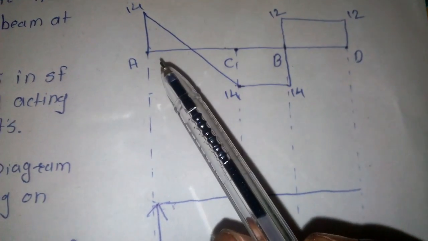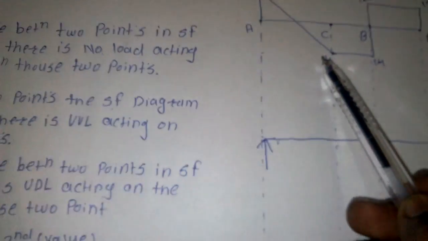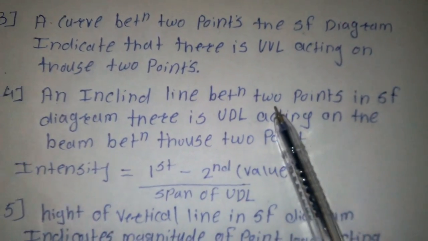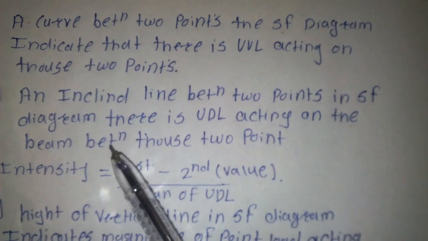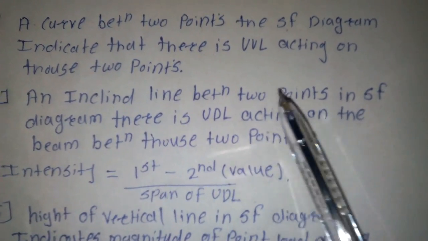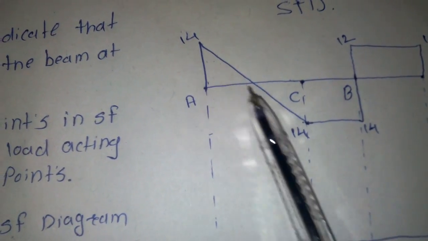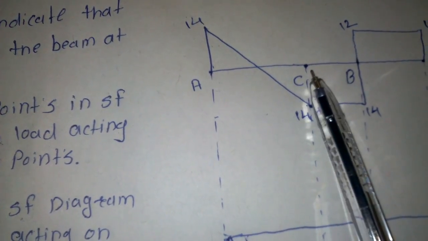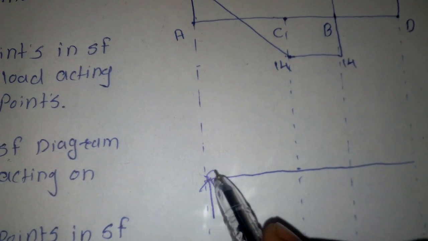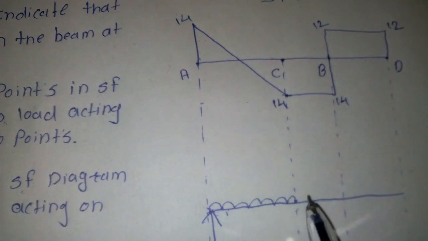Now there is an inclined line. See the fourth point: an inclined line between 2 points in the shear force diagram means there is a UDL acting between those 2 points. From point A to point C there is an inclined line, so from A to C there is a uniformly distributed load. So here it is a uniformly distributed load.